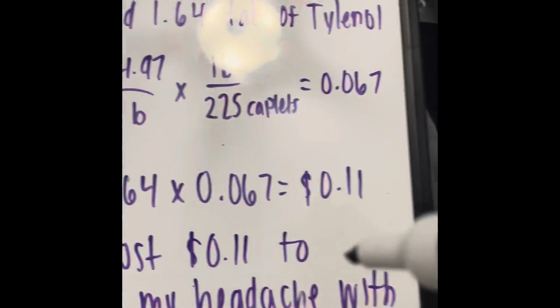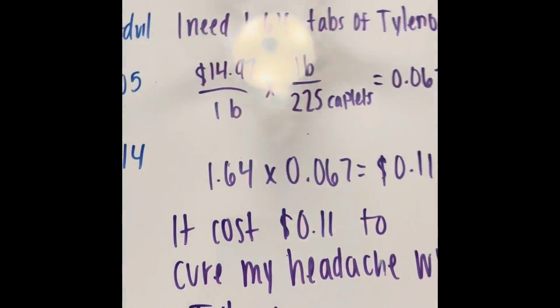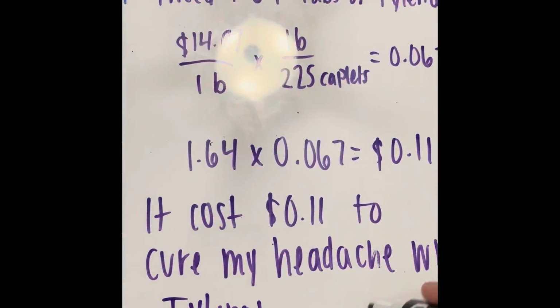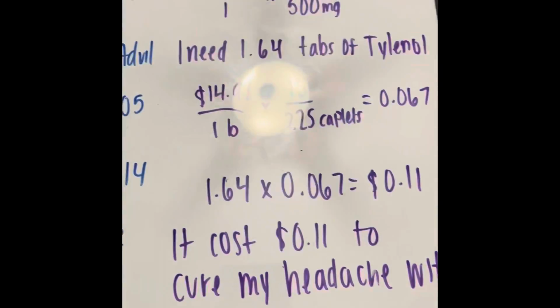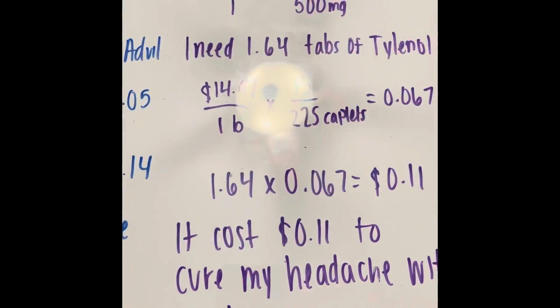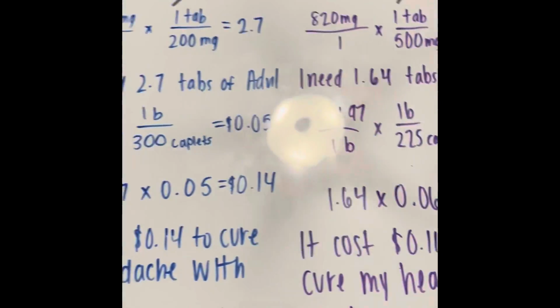So once I multiply those, I get 11 cents to cure my headache with Tylenol. So as you can see, I need 11 cents. So if you compare all three medicines, you see that Tylenol is the cheapest medicine to cure my headache with a body weight of 120 pounds.